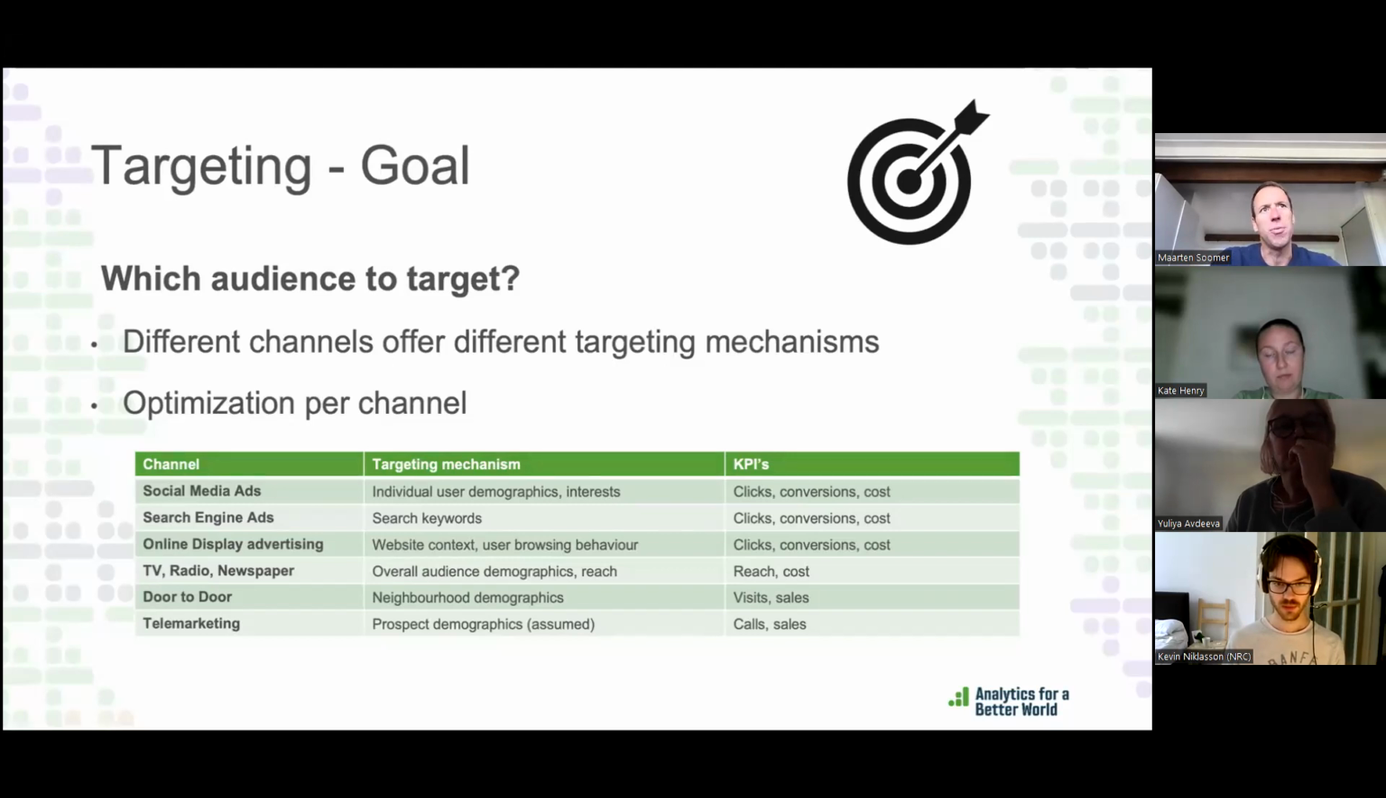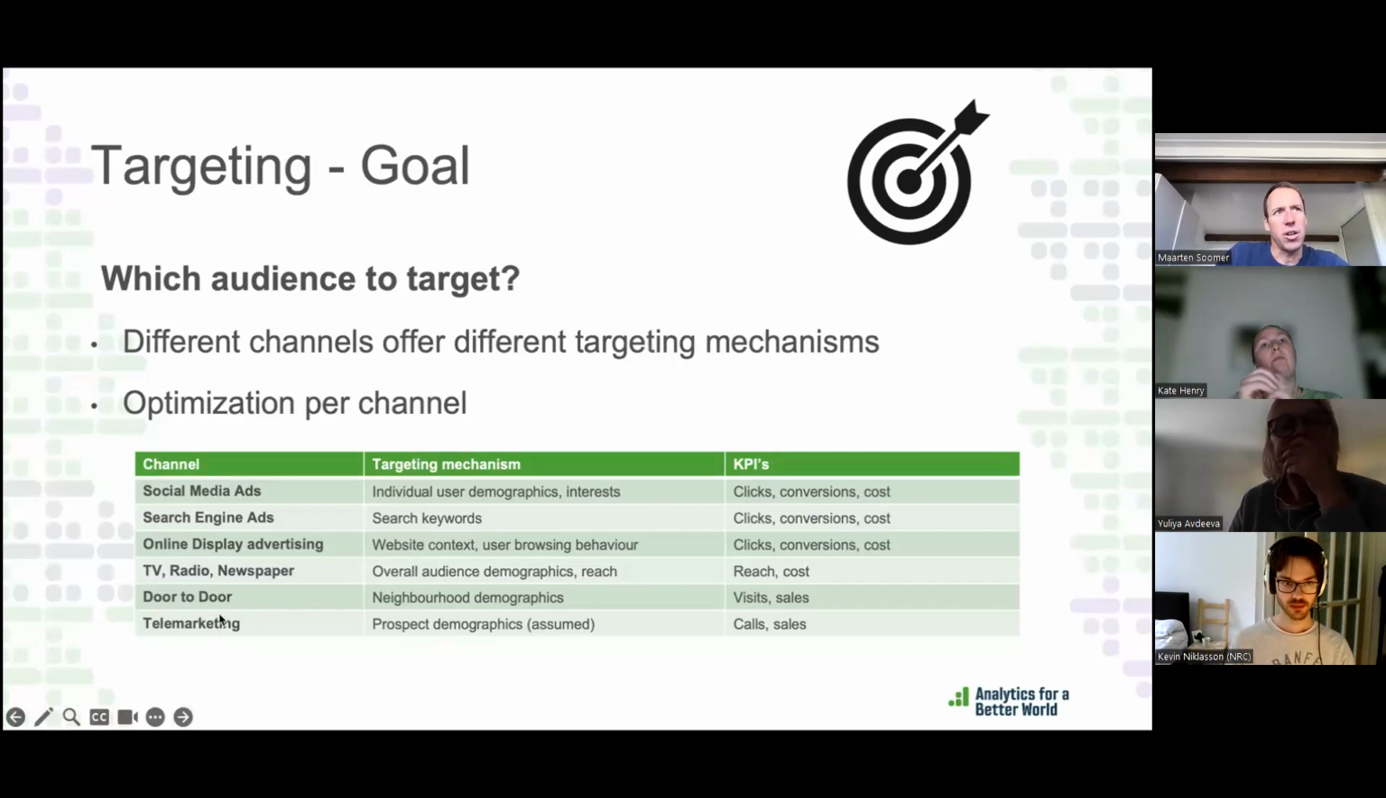Then there's offline. It's much broader and much less specific. We know about the cost, of course, we have to pay for them. We know a bit about the reach, like I already said with the television example. But it's very broad, so we can target only quite broadly an overall audience with maybe some broad demographics, and a certain reach number. 1 million people are watching this television show.